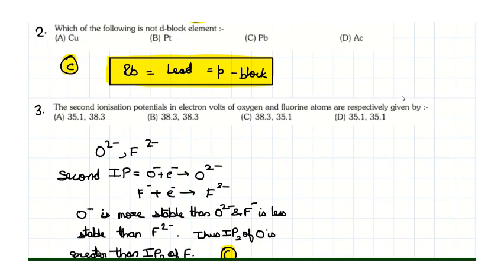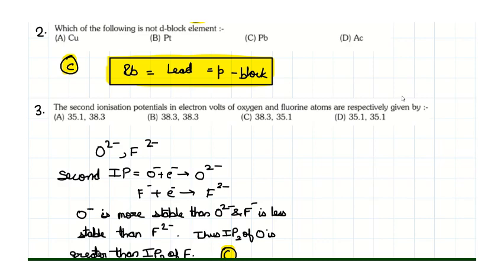The second question is, which of the following is not a D block element? Cu, Ac and Pt are part of D block, and thus the only option left is Pb, which is of P block.